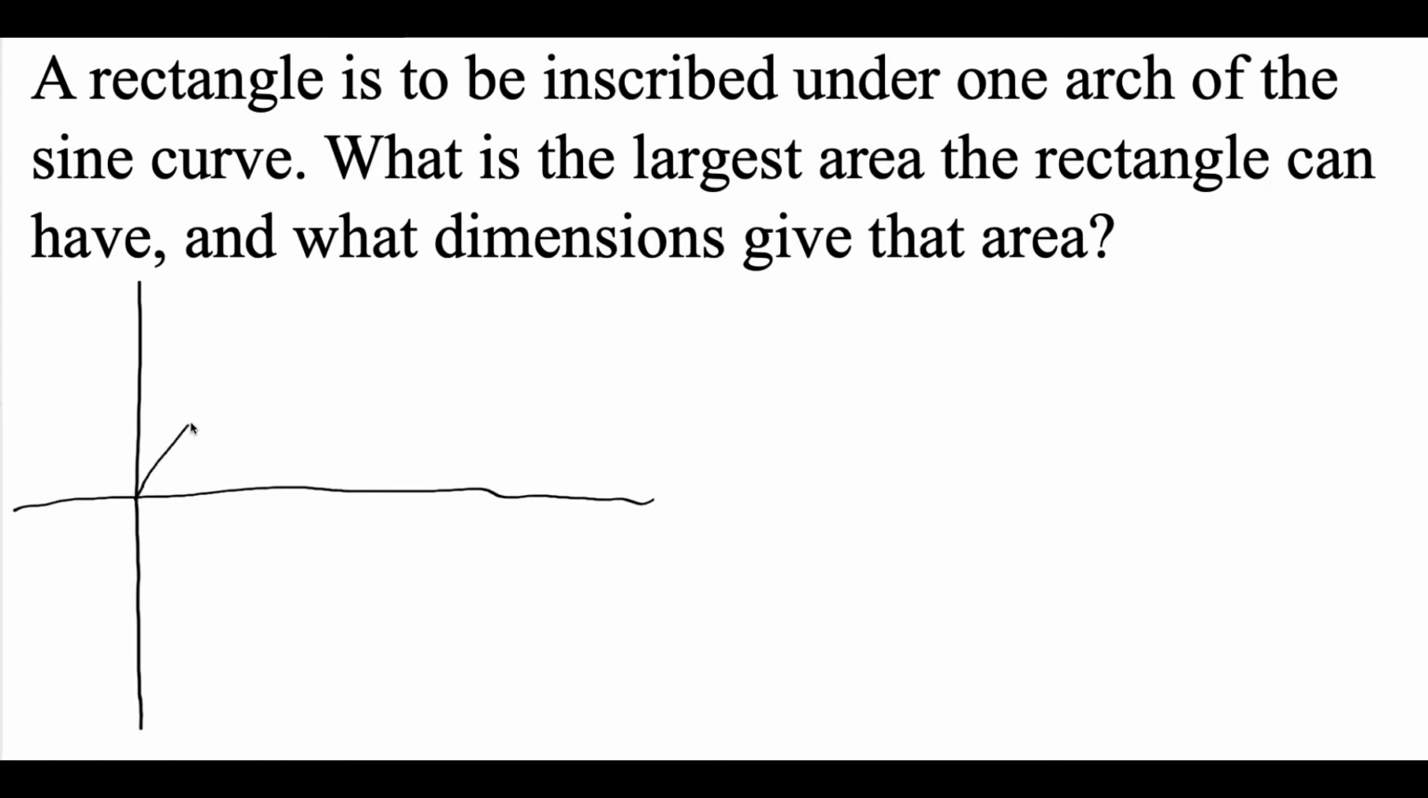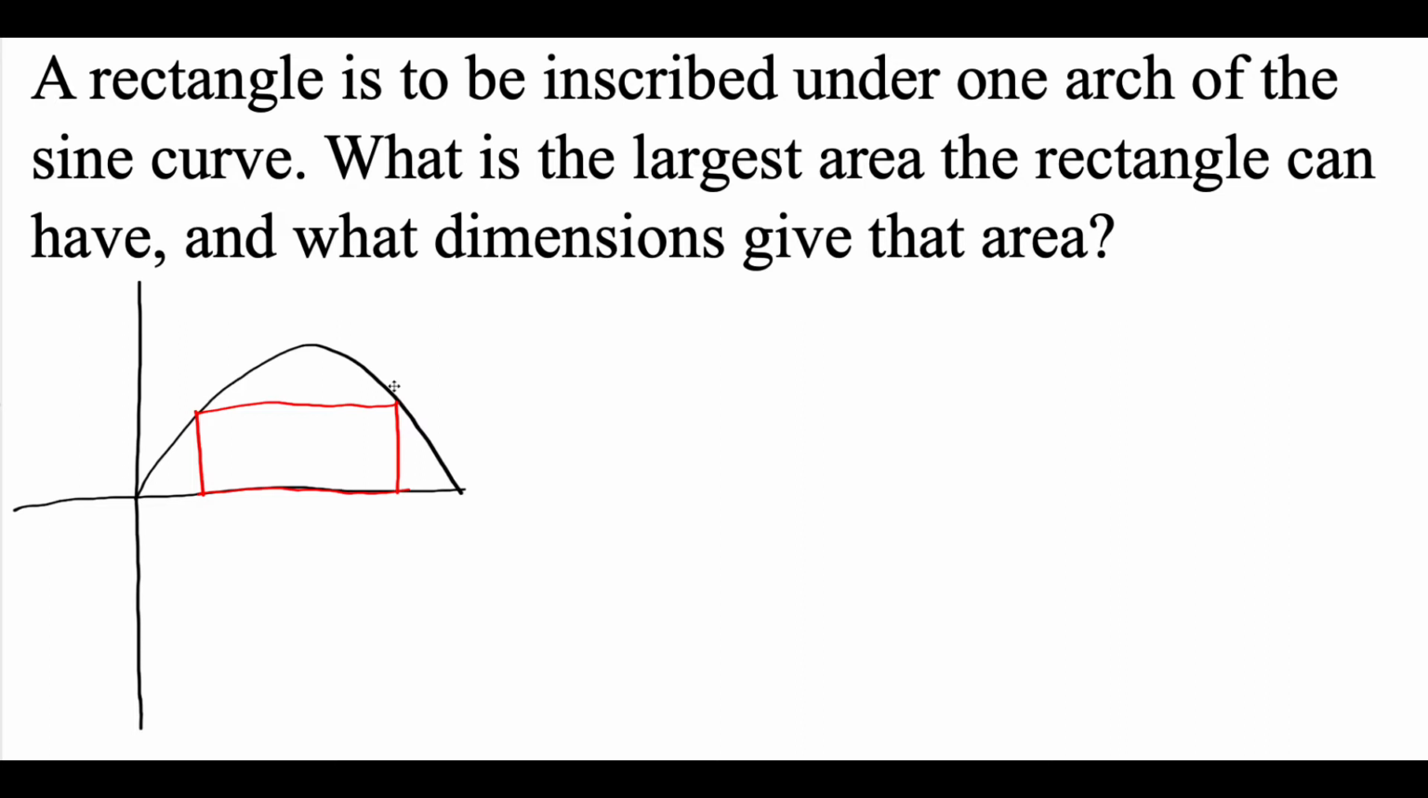If we think about our unit circle, it takes 2 pi to make one full trip around the unit circle. So our sine wave is going to look something like this. Now we said we wanted to look at just one arch of our sine curve, so I'm actually going to erase part of this and just look specifically between 0 and pi. What we're trying to do is inscribe a rectangle underneath this sine wave, and then we're going to maximize its area. One thing to point out is that these top corners of our rectangle are going to fall directly on the sine curve.